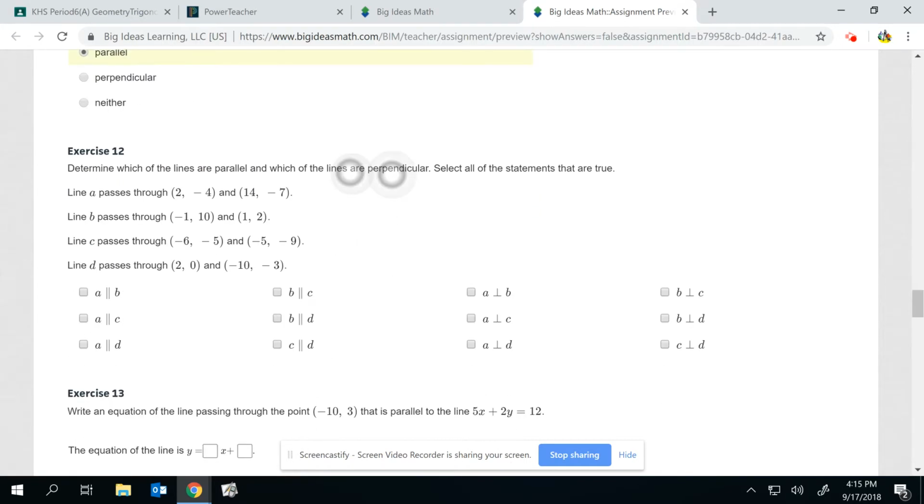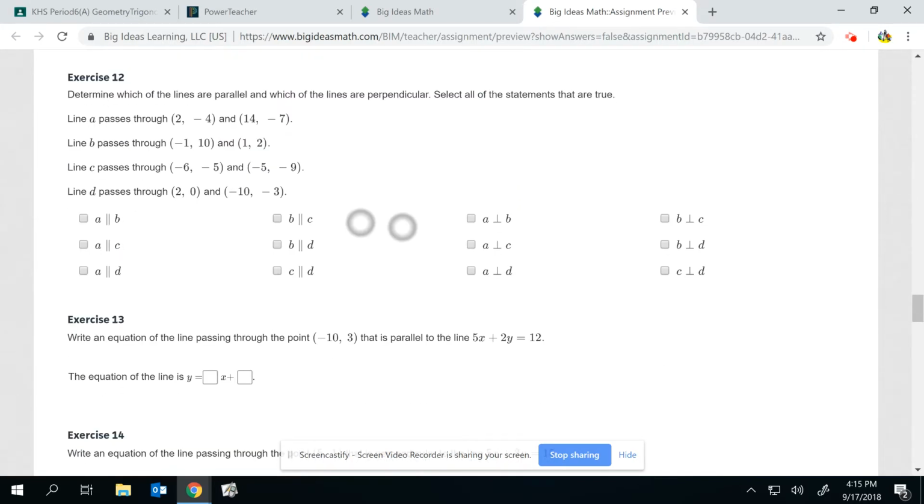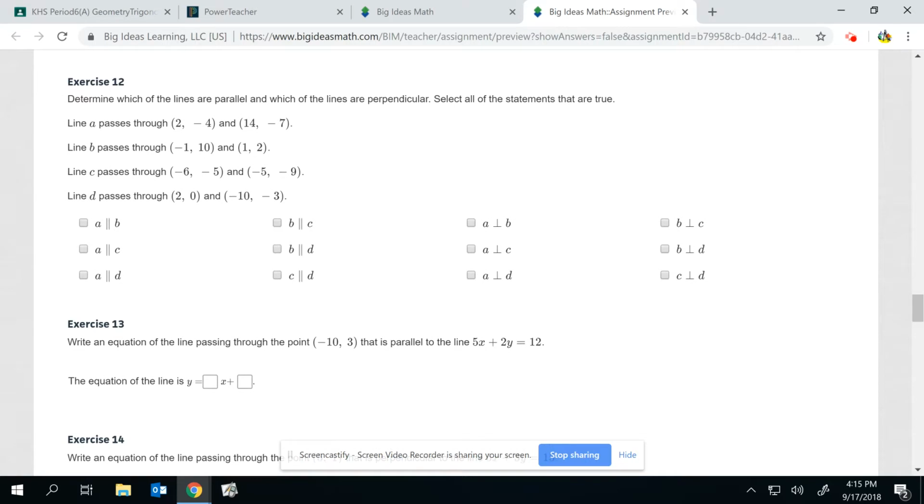Okay, when you get to 12, which of these lines are parallel, which are perpendicular, and select the statements that are true. So we just need to find the slopes of each line. So you're going to need 4 slopes. Shouldn't take us too long to find 4 slopes.